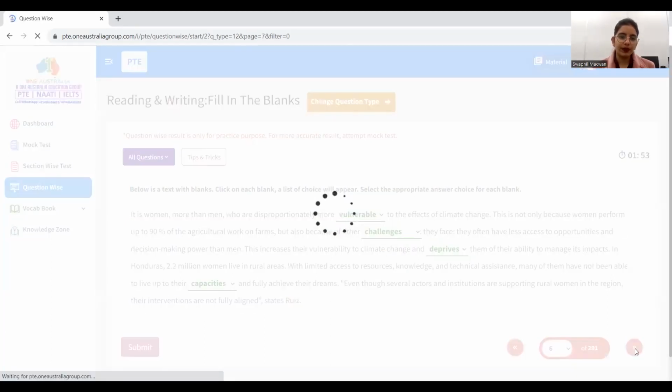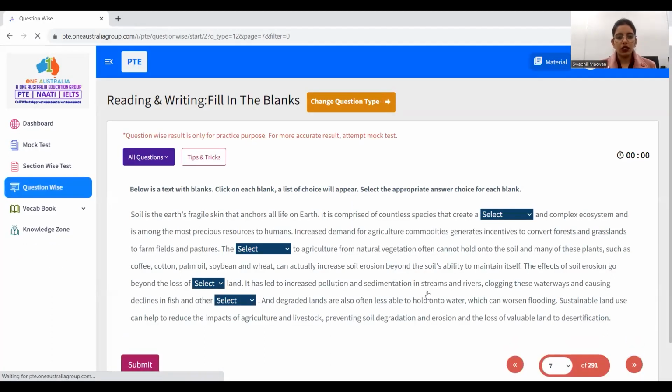Next. Now we came to know that they are talking about soil, about the earth. Soil is the earth's fragile skin that anchors all life on earth. It is comprised of countless species that create a dash and complex ecosystem. Now they are talking about the ecosystem. The ecosystem is dash and complex. So an ecosystem can't be sympathetic.